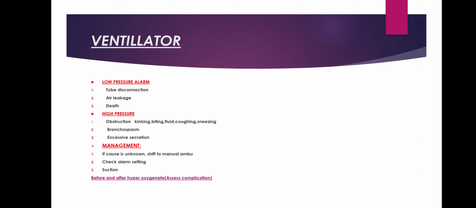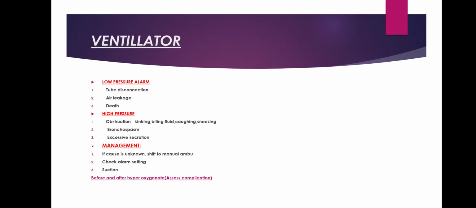Ventilator. In the ventilator, we have some alarms like low pressure alarm and high pressure alarm. Low pressure alarm is always related to the patient. High pressure alarm is always related to the ventilator. Low pressure alarms occur when the patient is biting the tube, the patient has died, or the patient is not breathing. High pressure alarm occurs when the tube is kinked, there is secretion, or the peak pressure is high.